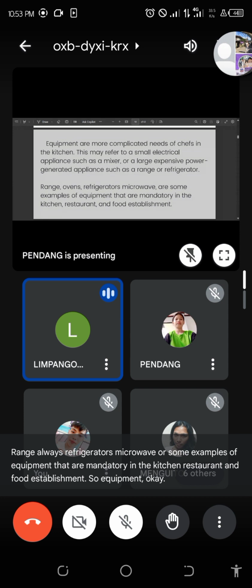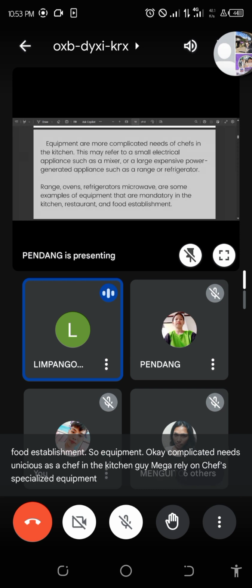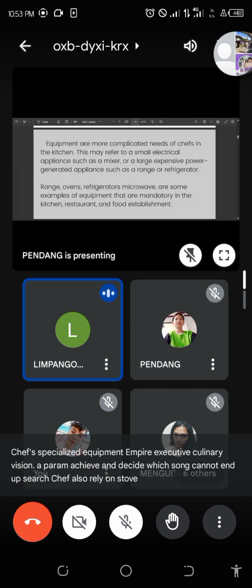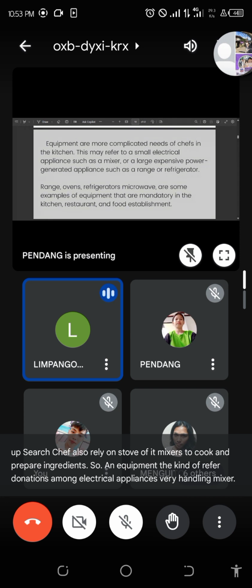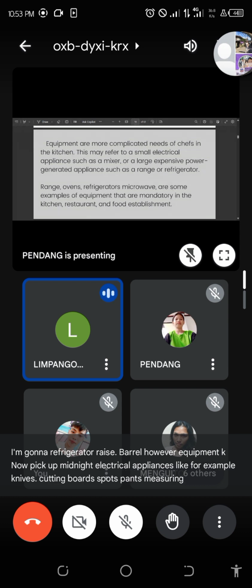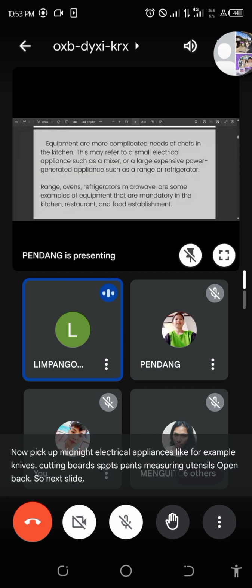So equipment are the complicated needs of the chef in the kitchen, because the chef relies on specialized equipment to execute their culinary mission and achieve the desired result. So, chefs also rely on stove, oven, mixers to cook and prepare ingredients. So, equipment refers to electrical appliances, like mixer, refrigerator, range, ovens, etc. However, there are also tools that are not electrical appliances, like for example, knives, cutting boards, pots, pans, measuring utensils, and more. So, next slide, please.